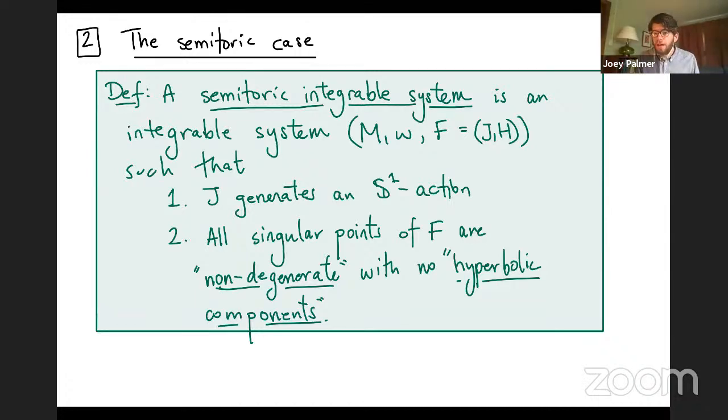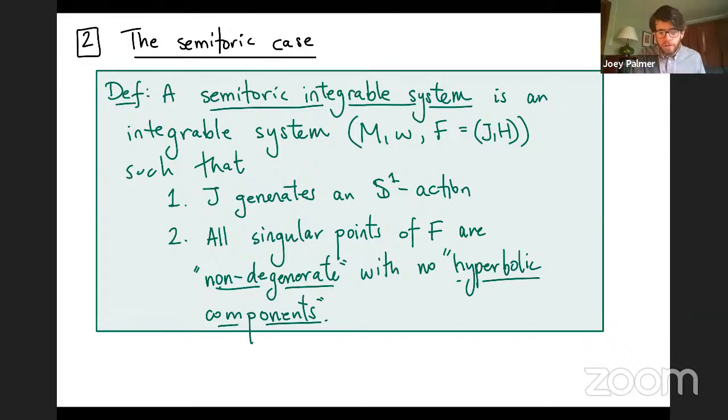Okay, so now I'll introduce a generalization of toric systems called semi-toric systems. So a semi-toric integrable system, again, is (M, ω, J, H). And again, J is going to generate an S1 action, but H doesn't have to. So these are going to be a huge generalization of toric systems. But if I just let H be anything, the situation gets too wild. So we require that all the singular points of the momentum map are non-degenerate with no hyperbolic components. So I'll explain what that is by showing you every possible singular point in a minute.